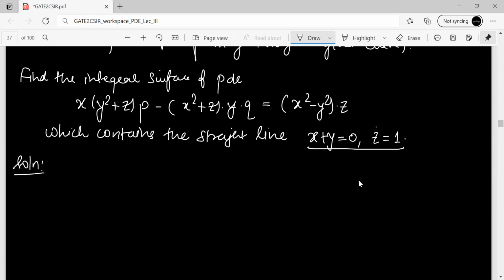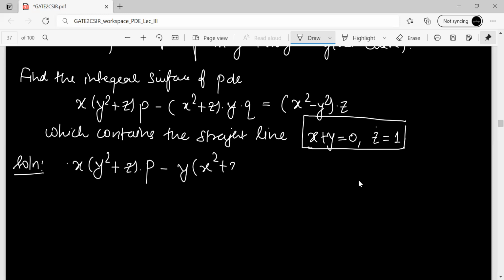So we have to parameterize this curve and then with the help of this curve, we will remove those arbitrary constants. So that's the main problem. It's called the Cauchy problem. The process is exactly the same as the Lagrange method. So the solution is quite simple. Watch out. So 1 times x square plus z into q equals x square minus y square times z.